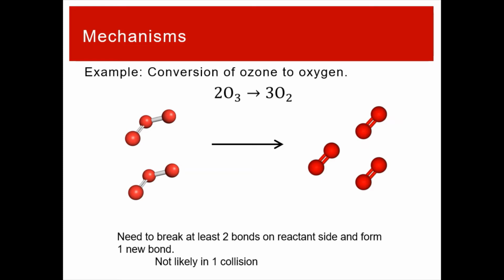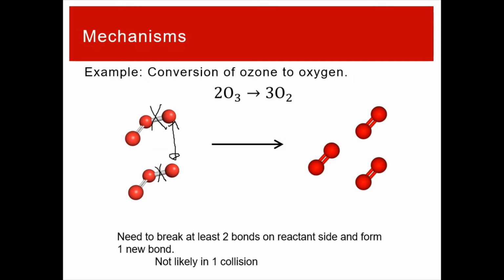So what's an example of a mechanism? Well, we'll look at the conversion of ozone to oxygen. So O3 is an ozone molecule. O2 is an oxygen molecule. So our balanced equation would be 2 O3 molecules becoming 3 O2 molecules. Overall, we'd have to break this bond, and form a new bond between those two oxygen atoms. So that's not too crazy of a change, but even that's still a lot.